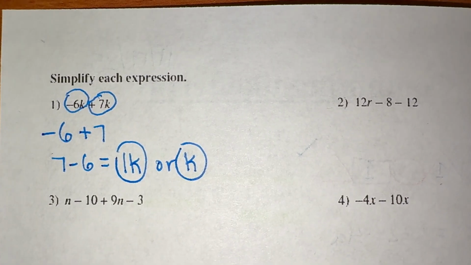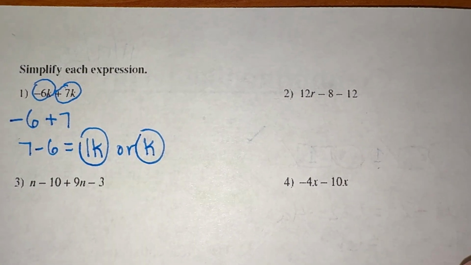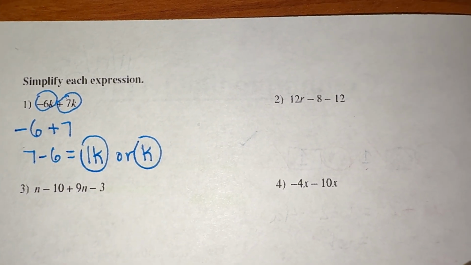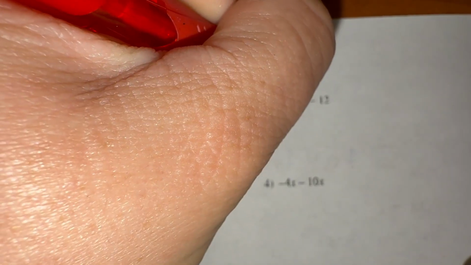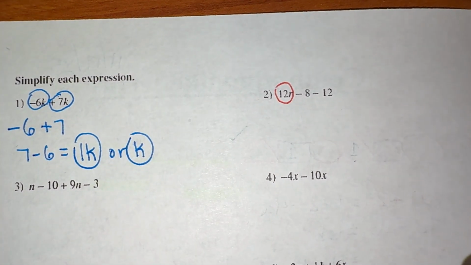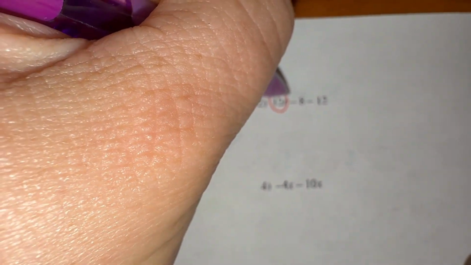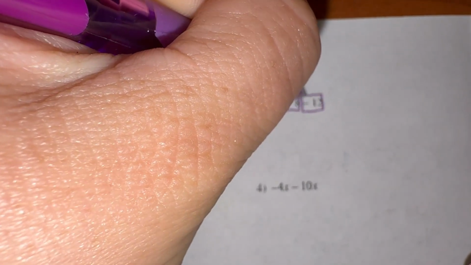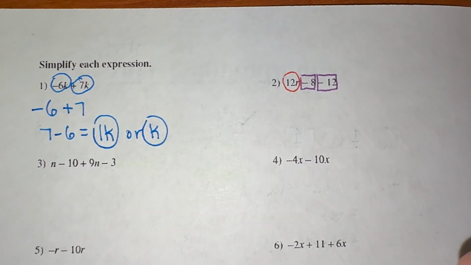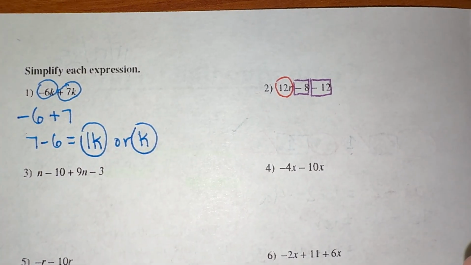All right, let's go to number 2. Number 2, we have 12r minus 8 minus 12. Now I'm going to circle everything with an r for the variable, which is only the 12. And I'm going to go ahead and box my negative 8 and my negative 12. Those are both constants, so they are numbers without variables. So those I will combine.